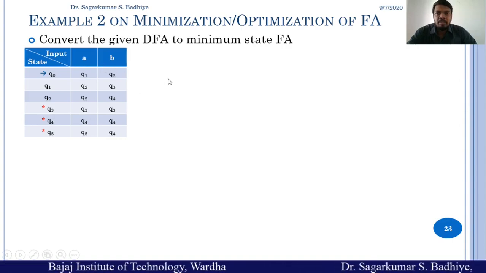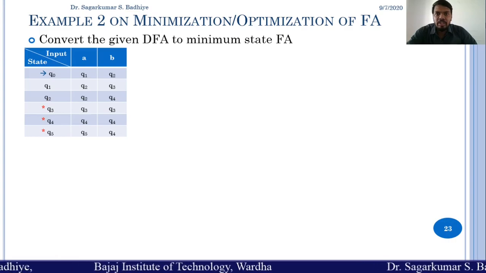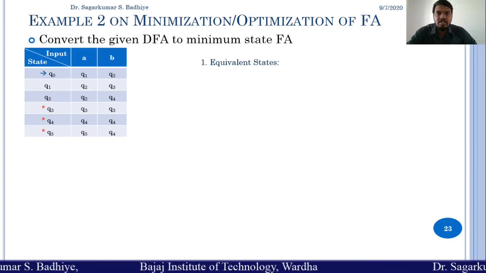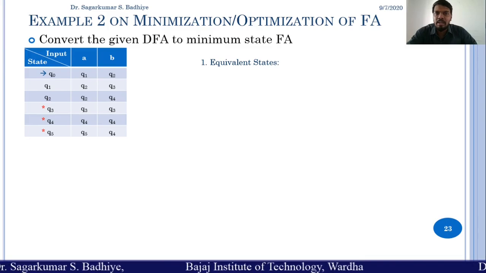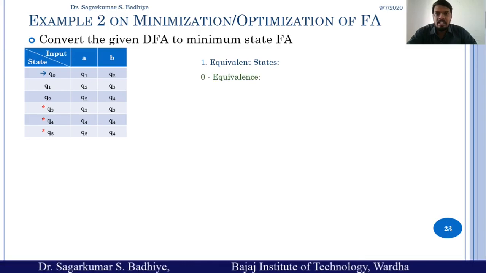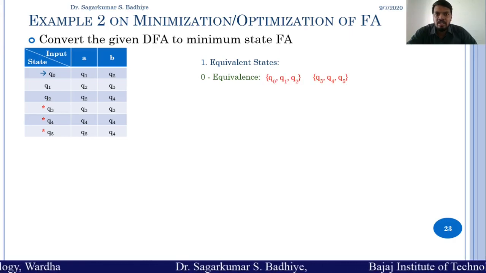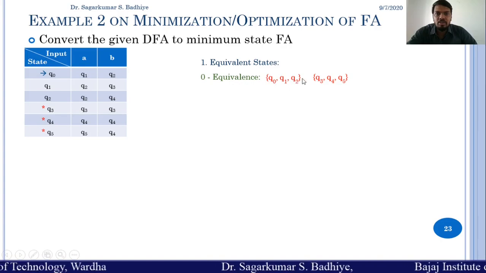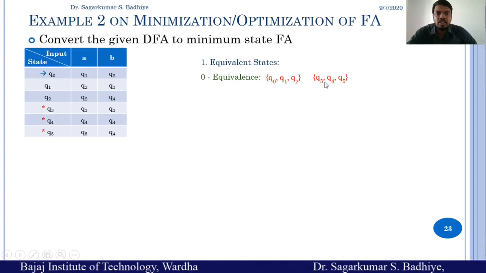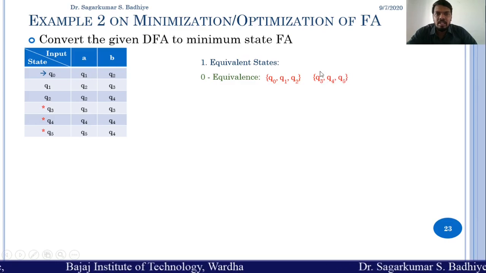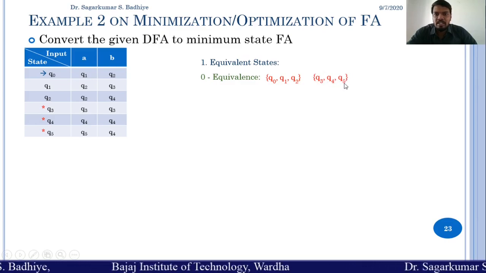The first step in minimization of finite automata is to find the equivalent states, for which we have to find the different levels of equivalence. Zero equivalent states are those states which are separated as a set of final states and a set of non-final states. So Q0, Q1, Q2 are the set of states that belong to non-final states, and Q3, Q4, Q5 are the set of states that belong to final states.